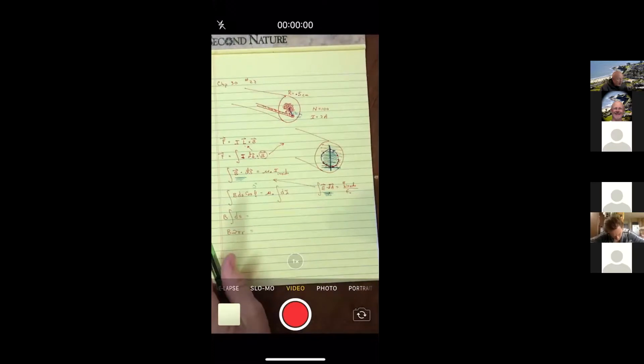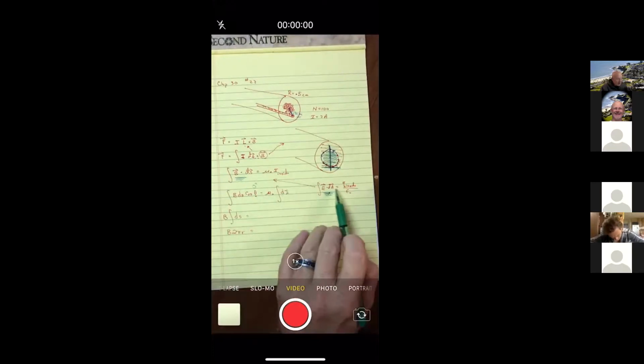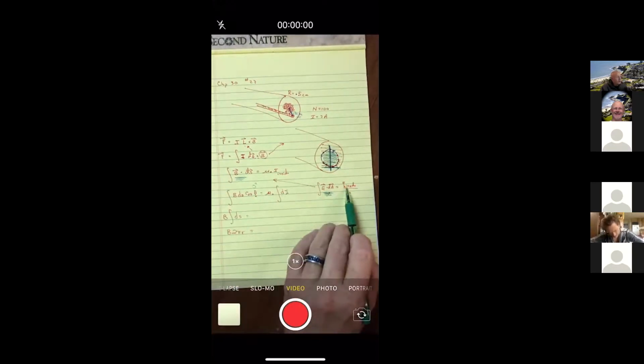And of course, we did the same thing with Gauss's law. We said, what would be the electric field when you're inside a ball of charge? When we're outside the ball of charge, we just said the charge was all the charge on the ball.